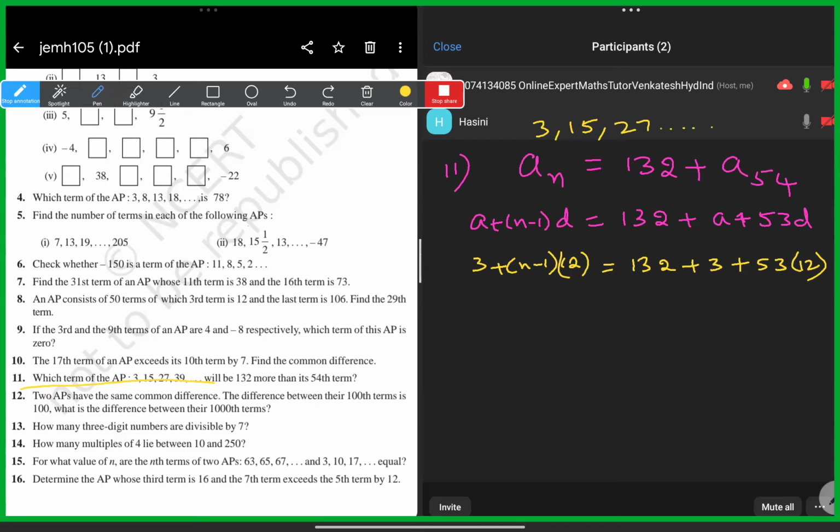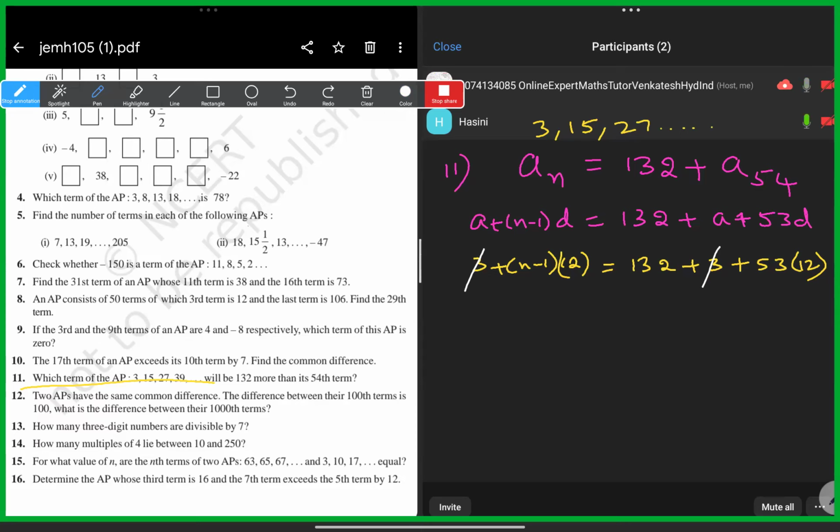Now, Hasni, this 3 and this 3, you can cancel if you want. Why can you do that? If it goes to the other side, it will be 3 minus 3 is 0. Otherwise, you can add them and later subtract also, no problem. Here, cancellation means subtraction, not division.